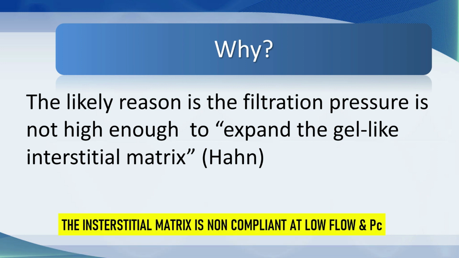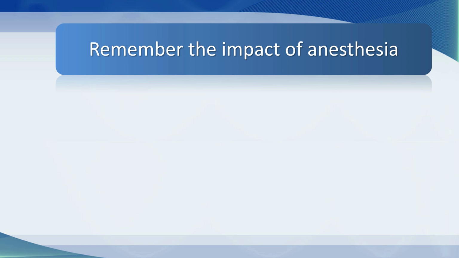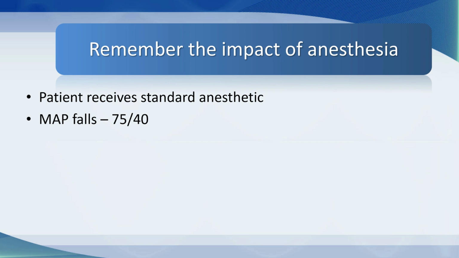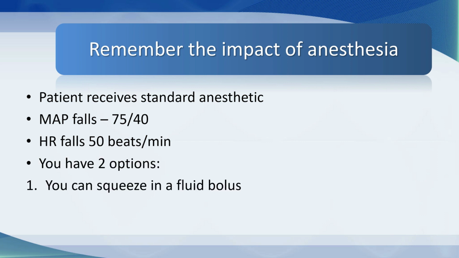Hahn believes the reason for this is that the interstitial matrix, that gelatinous matrix that I've talked about many times, is non-compliant at low flow and low hydrostatic pressure. Remember, though, the impact of anesthesia. When a patient receives the anesthetic, blood pressure may fall to 75/40, heart rate may fall to 50 beats per minute, and you have 2 options here. The first option is you can squeeze a bolus of fluid into the patient, or the second one is you can administer a vasopressor to the patient. Well, which is the better option?